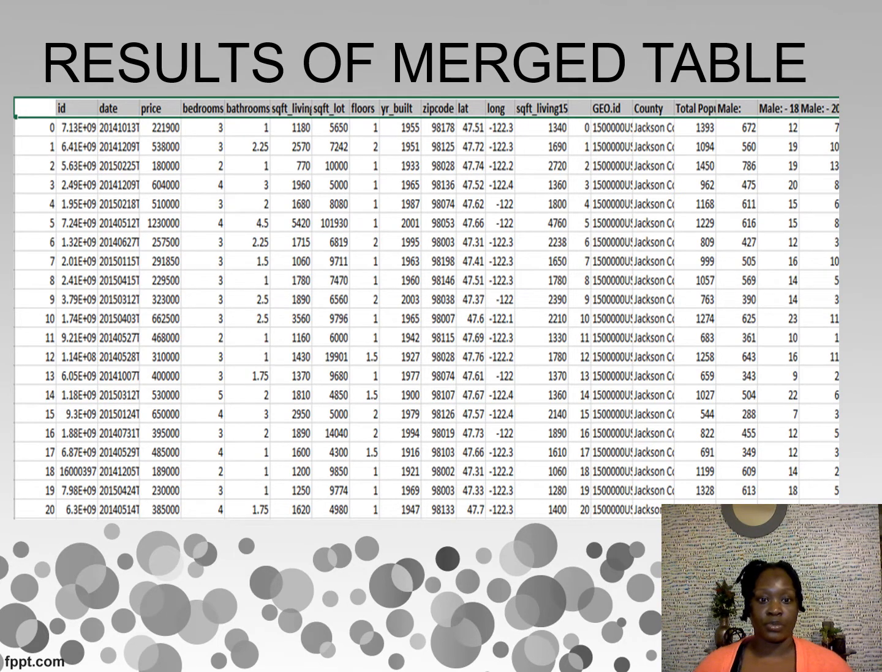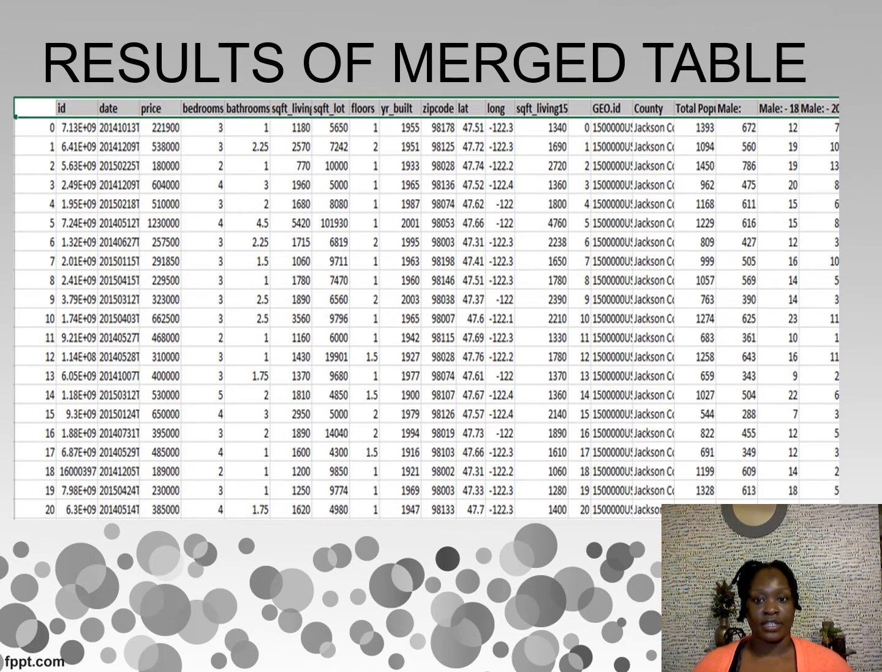The output of that resulted in a table with the merged dataset, from ID to sqft_living15 is the first dataset, that is the house price dataset, and from GEO ID county to male is the population census dataset.